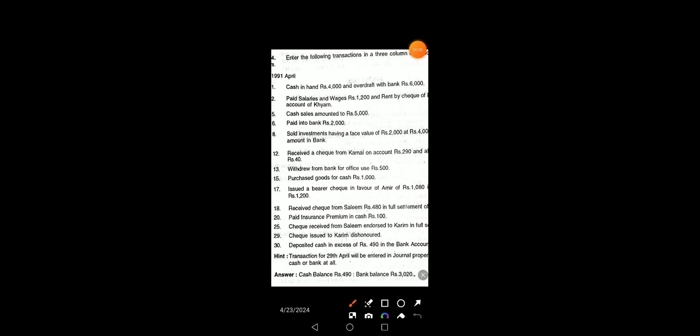We will start our working from transactions. In first line, normally it is just an introduction of firm, introduction of time, or introduction of our requirement, and we can see it has been said that we are needed to make three column cash book.